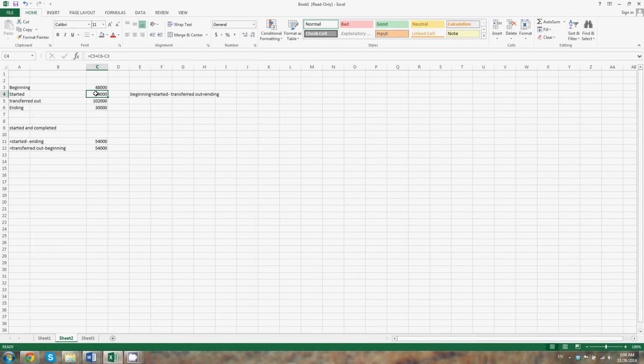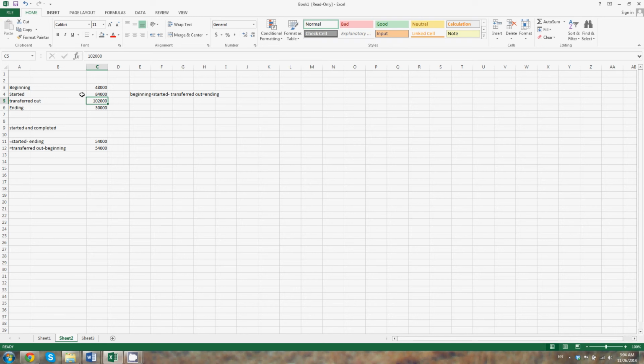If you take a look at the question here, you'll find that the beginning number is given, transfer out is given, and ending is given. Following this equation, we can easily calculate the started account, which is going to be 84,000.